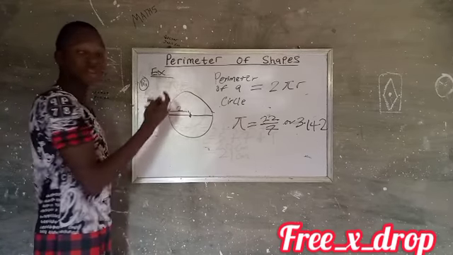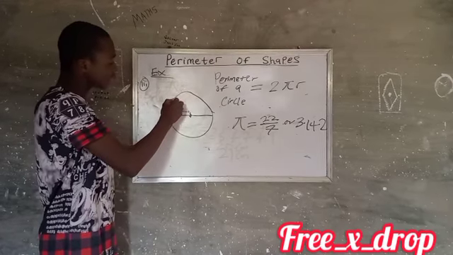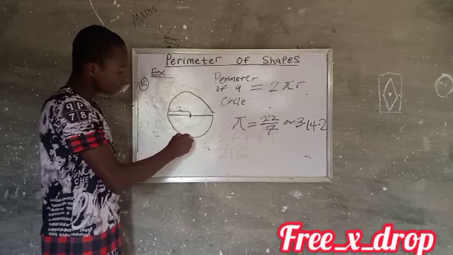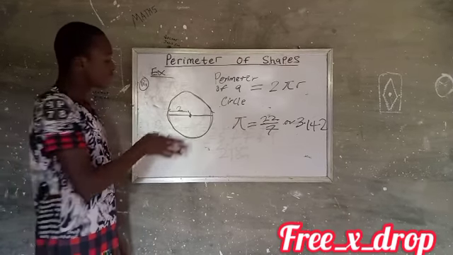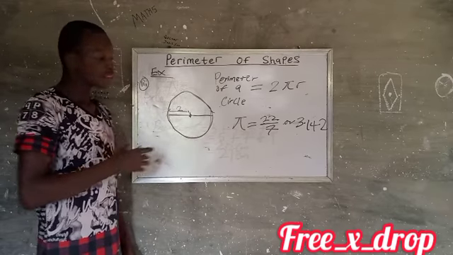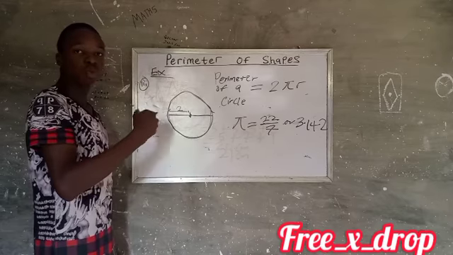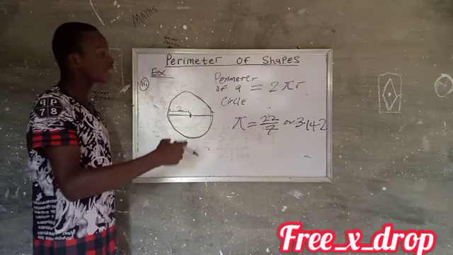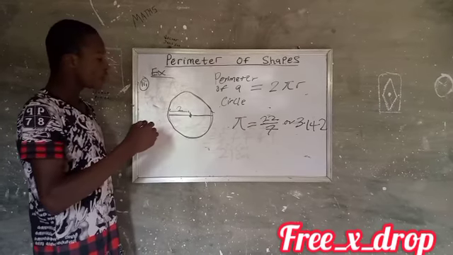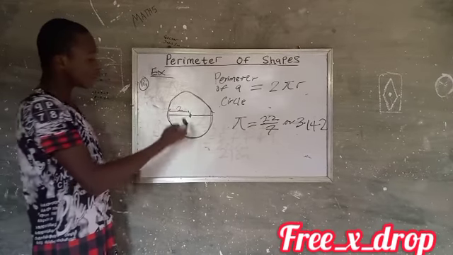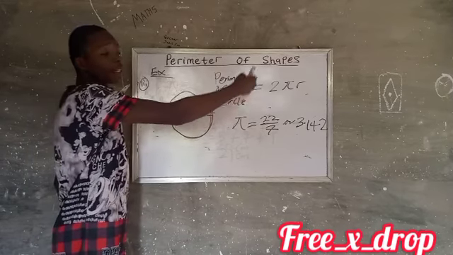The perimeter. I told you the perimeter of any shape is the external side. Now you can see this external side, which is also called the circumference of the circle. That is what we are looking for. So they gave you a shape like this, a circle, and they said the radius is 2. So they said find the perimeter.